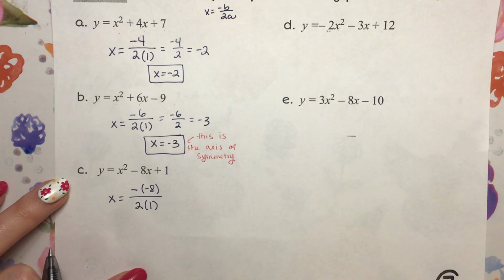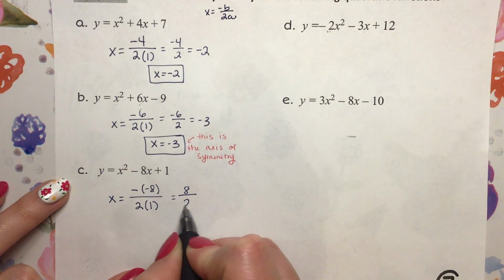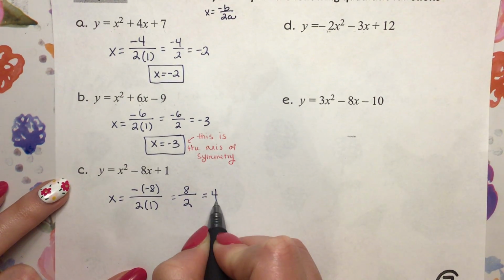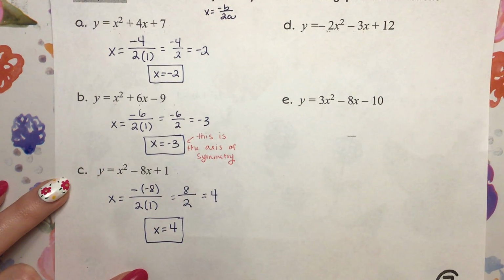But the negative of a negative is a positive. So that means I now have positive 8 over 2, which reduces to 4. So now I have x is equal to positive 4, and there's my axis of symmetry.